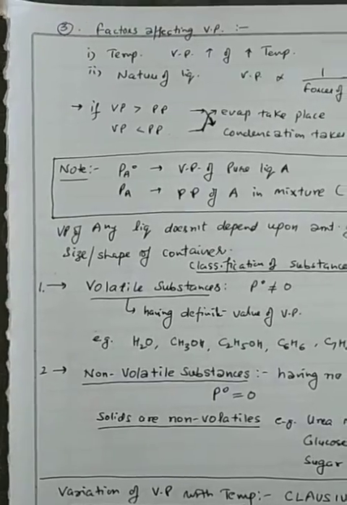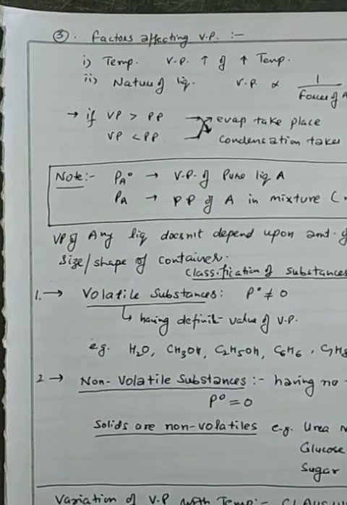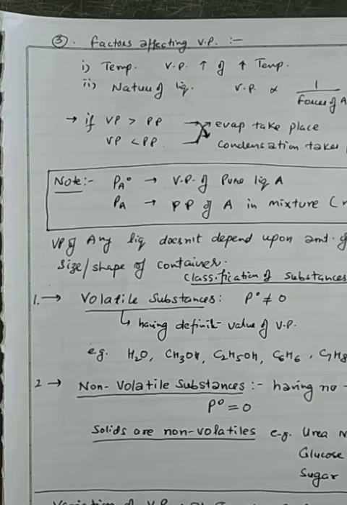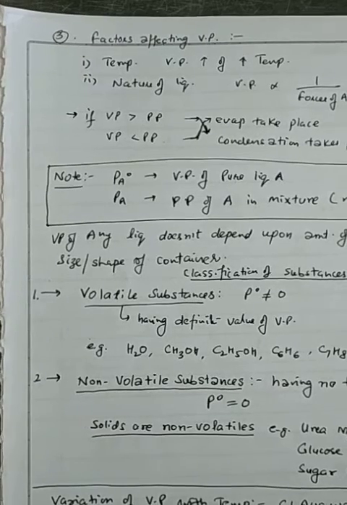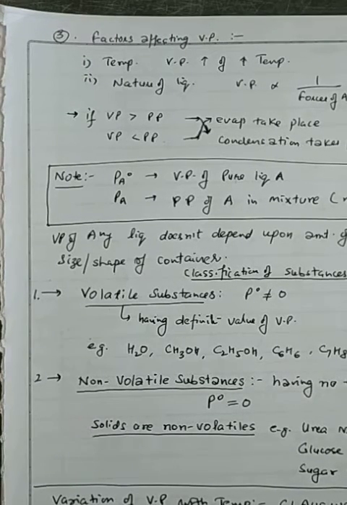Third page. Factors affecting vapor pressure. First is temperature. Vapor pressure increases with the rise of temperature. Later on we will also discuss the equation by which we can explain this factor.